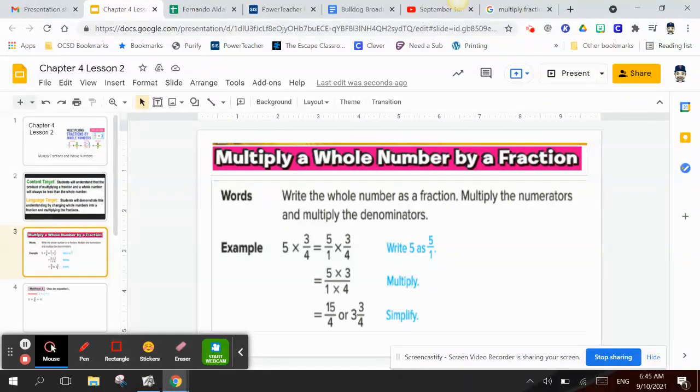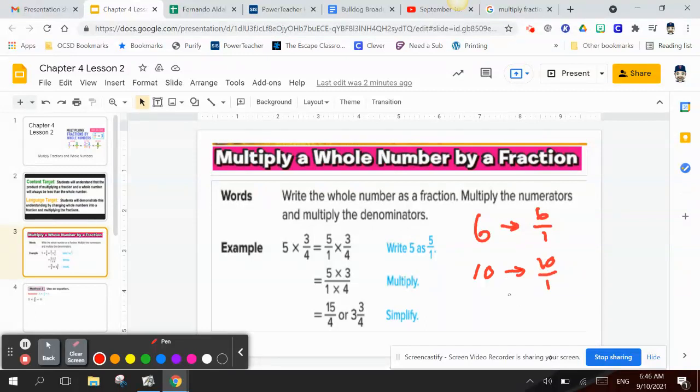So when we multiply a whole number by a fraction, we're going to write the whole number as a fraction. Any whole number can be written as a fraction over 1. So 6 as a fraction is 6 over 1. 10 as a fraction is 10 over 1. And 3 as a fraction is 3 over 1. Notice how that number becomes the numerator, and 1 becomes the denominator. That's like having 6 whole pizzas. That means I have 6 boxes from Domino's that have pizzas in them.